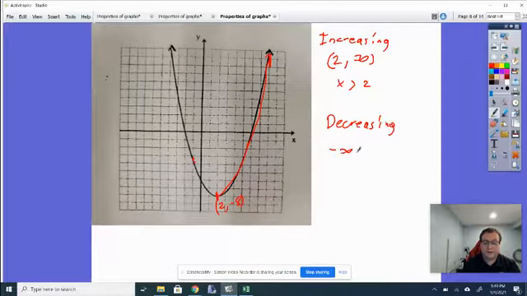Decreasing, we're going to go from negative infinity to 2. Again, not including either of those points because we can't get to negative infinity, and we're not going to include 2. And here, x needs to be less than 2. Now for constant, we would say for interval notation at 2. And for standard notation, we would just say x equals 2.